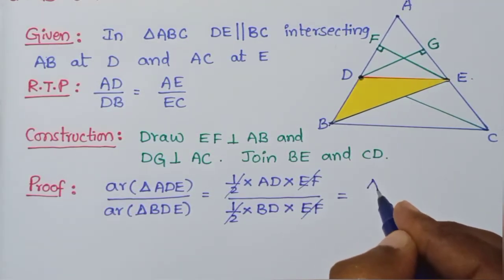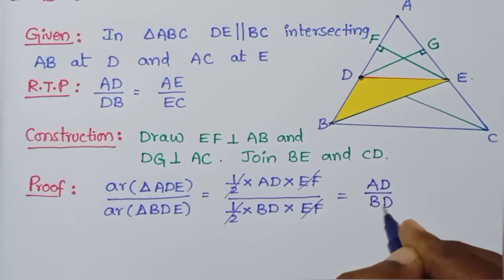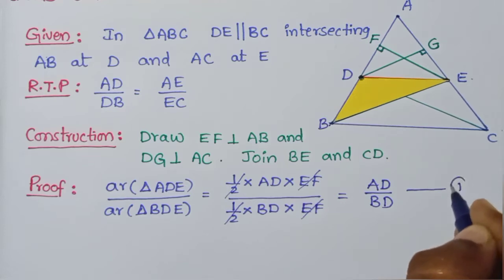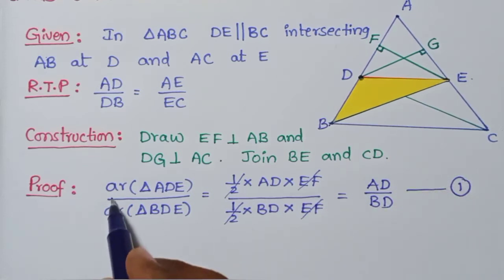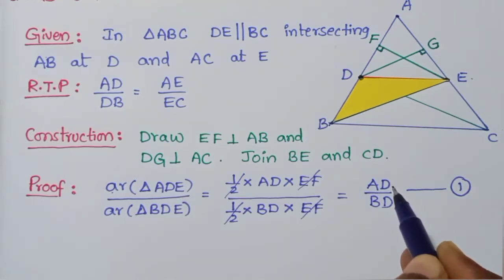So it becomes AD by BD. This will be the equation number 1. This is the ratio of the area of triangle ADE and the area of triangle BDE. That is the same as AD by BD.